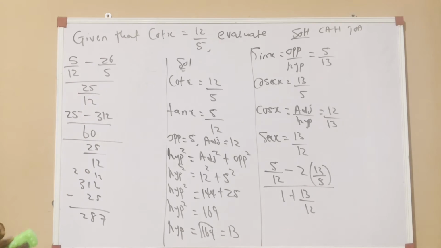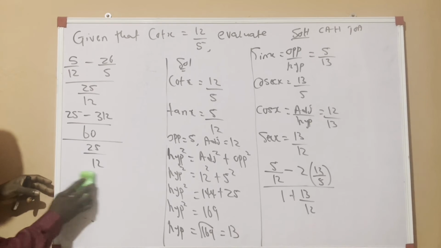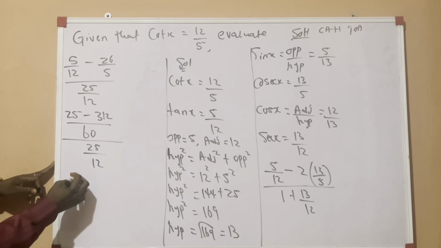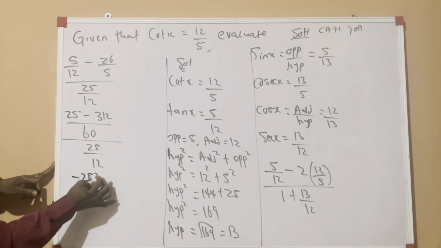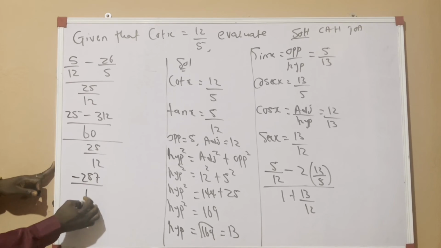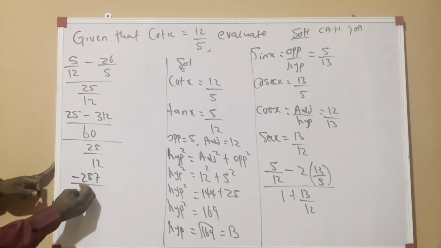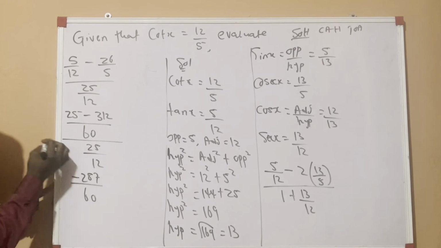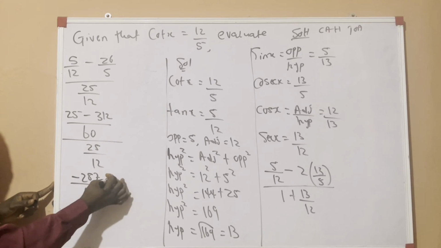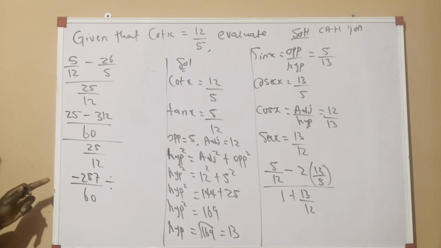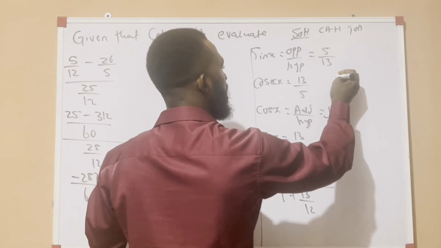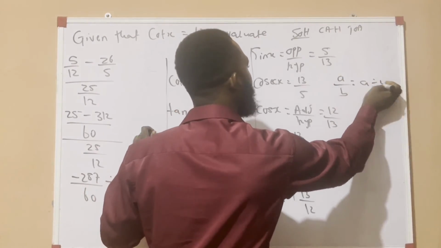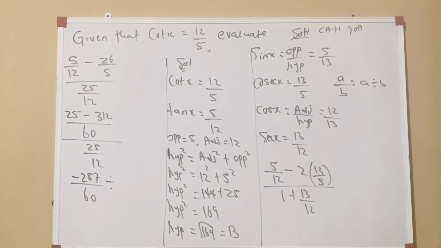So we're going to be having minus 287 all over, what is our denominator? All over 60. Now, instead of writing all over, I'll write divided by. Because if you say A over B, it also means A divided by B. It's as simple as that.